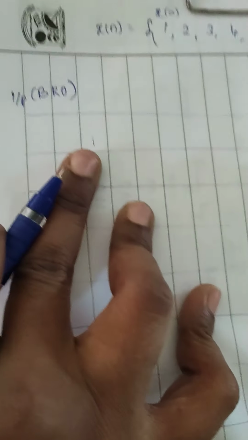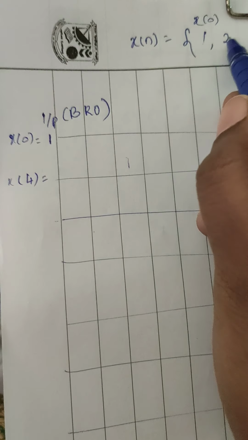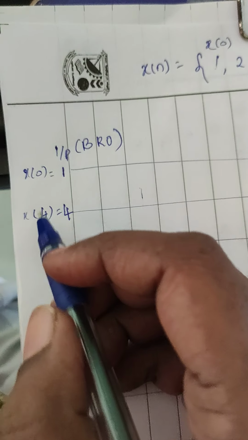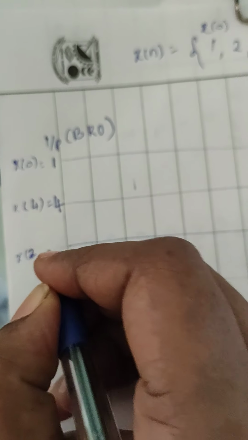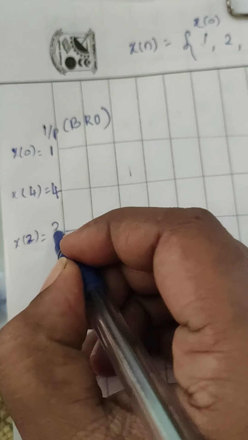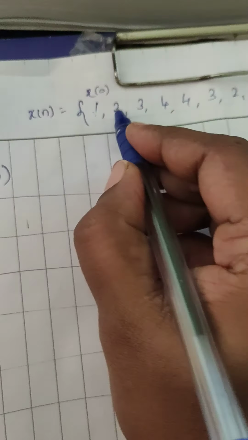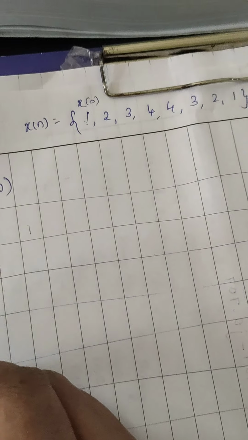In bit reversal order, the first value corresponds to x of 0. x of 0 we know is 1. The second value is x of 4. What is x of 4? 0, 1, 2, 3, 4. So it is 4. Next one is x of 2 value. This is 0th value, 1 value, 2 value, so it is 3. Next one is x of 6: 0, 1, 2, 3, 4, 5, 6. So it corresponds to 2.